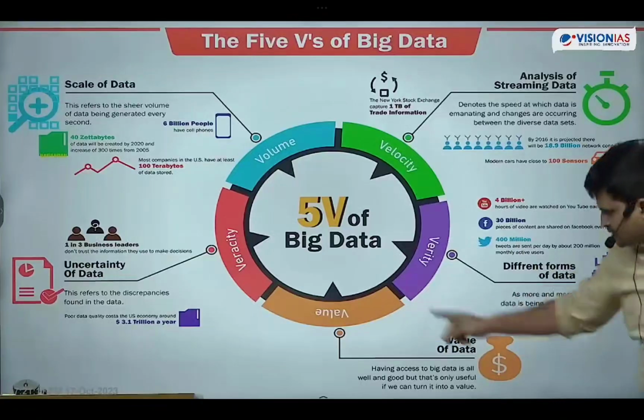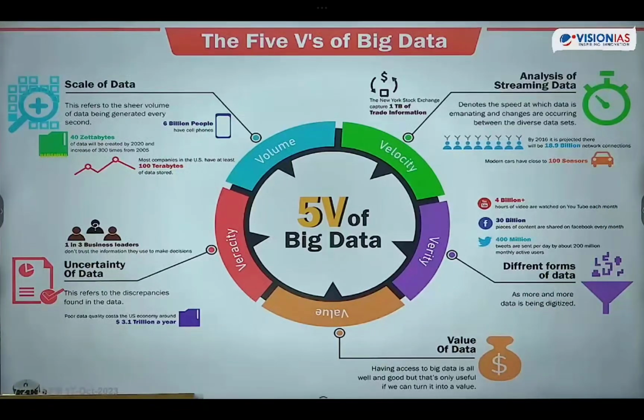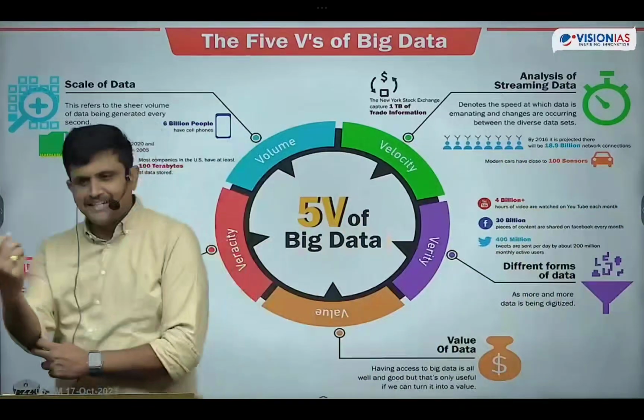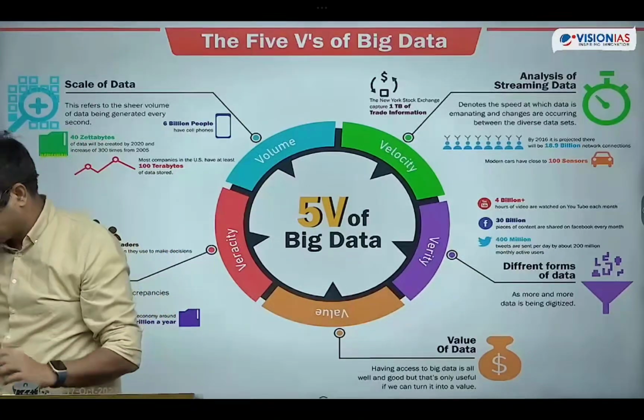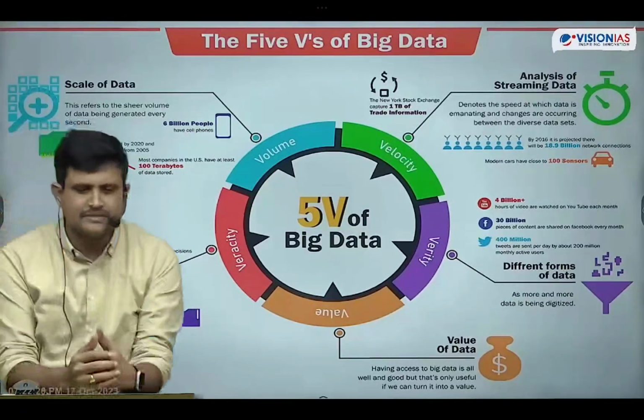Okay, next one is value. Value means accuracy of data that is accessible. Next one is veracity. Veracity means uncertainty of data. Uncertainty means discrepancies in data. Uncertainty of data means what? It means wrong data, in simple terms.